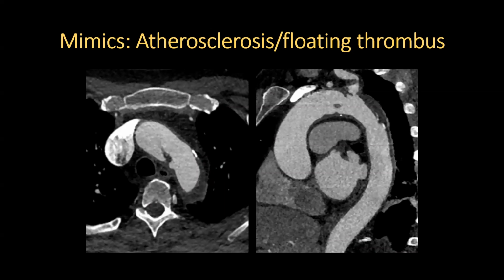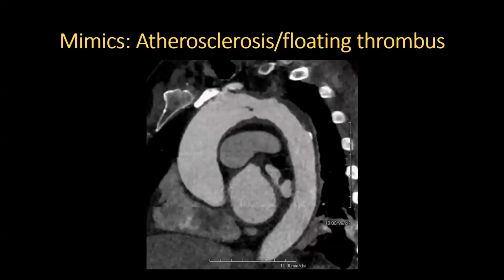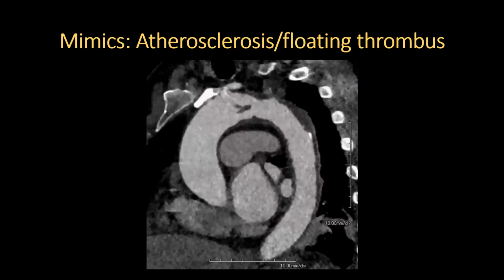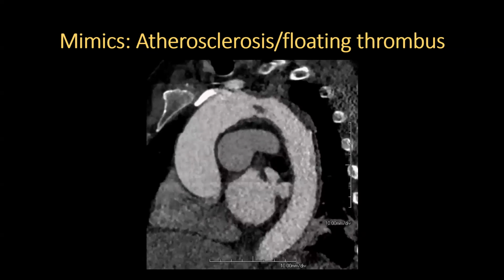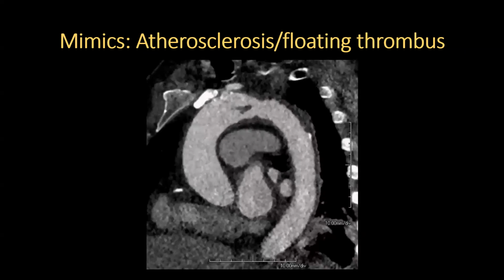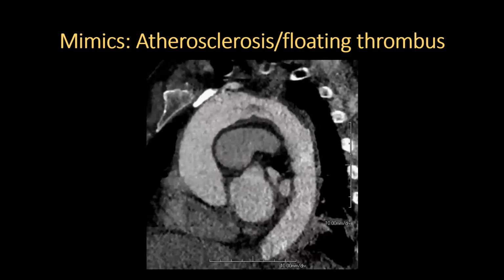Again, it is important to note that atherosclerosis and floating thrombus can have a very similar appearance to traumatic aortic injury with an intimal tear and adherent thrombus. This was a 66-year-old man without a history of trauma who had incidental floating thrombus along the lesser curvature of the aortic arch on a gated CTA of the chest. It looks very similar to the previous case, but we note that there is quite a bit of atherosclerotic plaque throughout the descending thoracic aorta in this patient without a history of trauma.